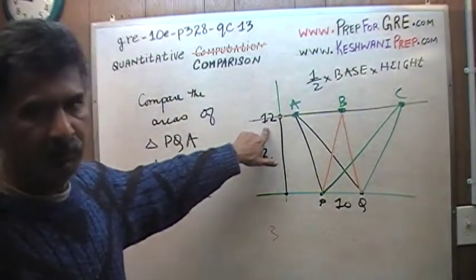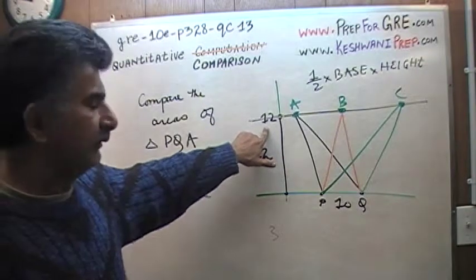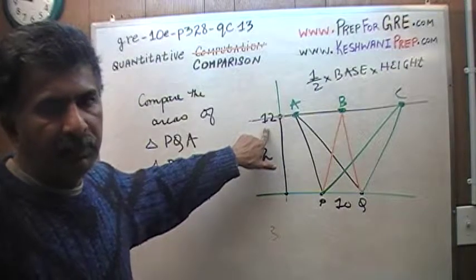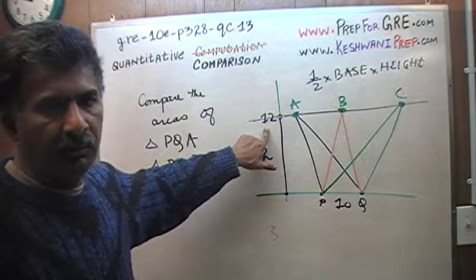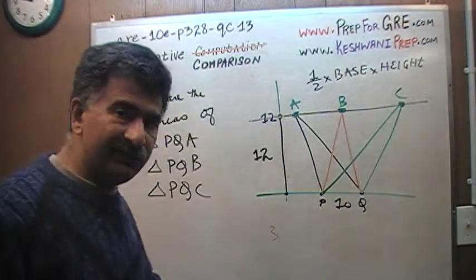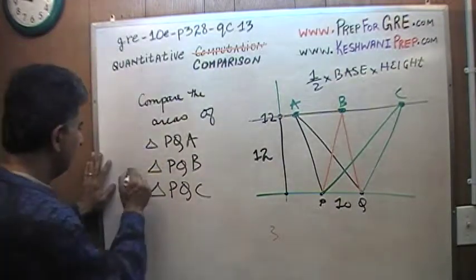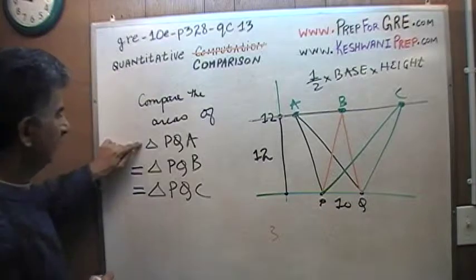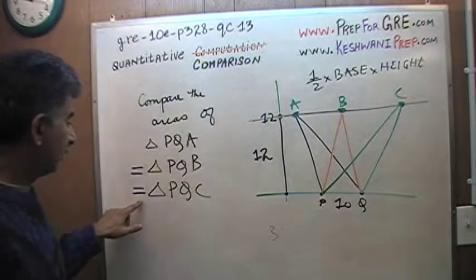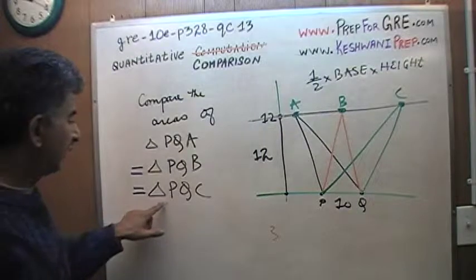That 12 part is superfluous. It actually tells you what the exact area of the triangle is. But we don't need to know that information here because we're comparing the areas, not computing them. The area of triangle PQA is equal to the area of triangle PQB, which is also equal to the area of triangle PQC.